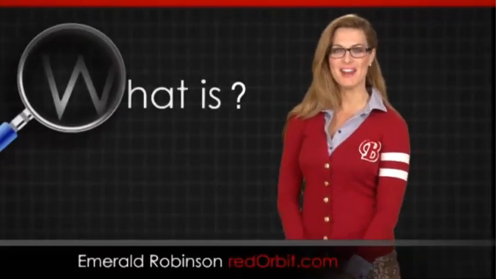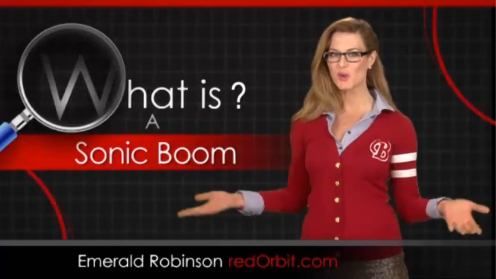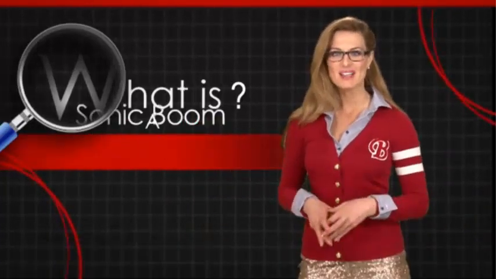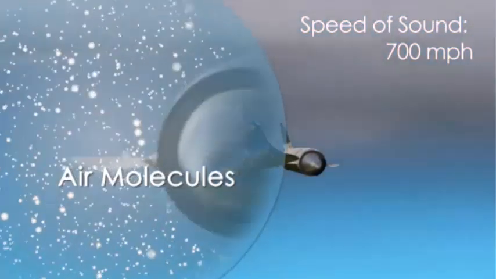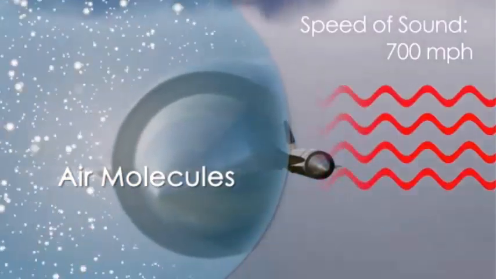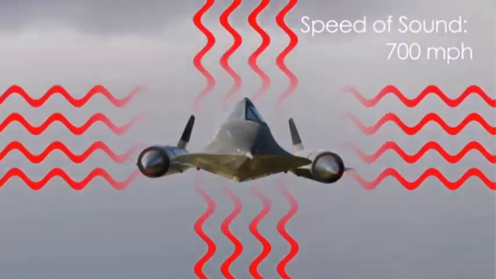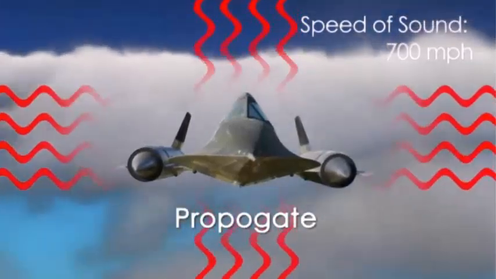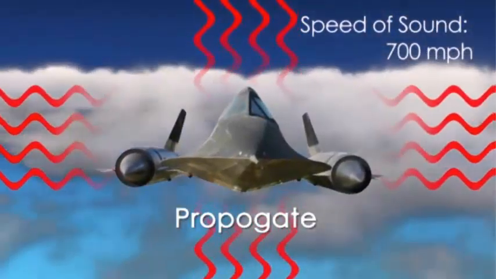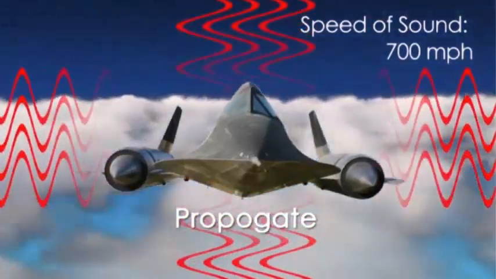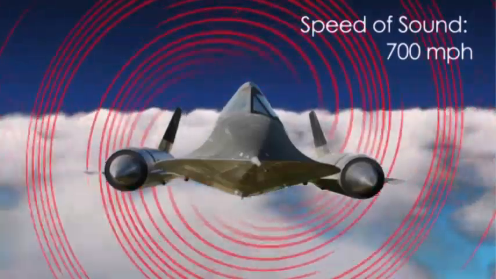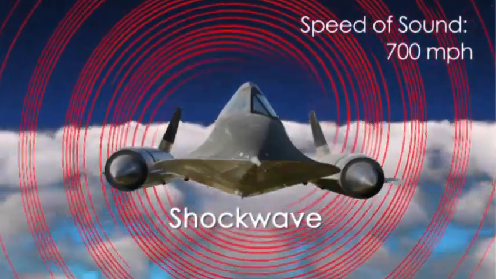Hi, I'm Emerald Robinson, and in this What Is video, we're going to answer the question, what is a sonic boom? A sonic boom is the noise produced by something moving through the air faster than the speed of sound. But how is a sonic boom produced? As an object moves through the air, it forces air molecules out of its way, creating waves. These waves move away from the object or propagate. If the object moves faster than these waves can propagate, the waves become more and more compressed. Eventually, they're unable to get out of the way of the moving object quickly enough and combine into one large shock wave that trails behind the object.